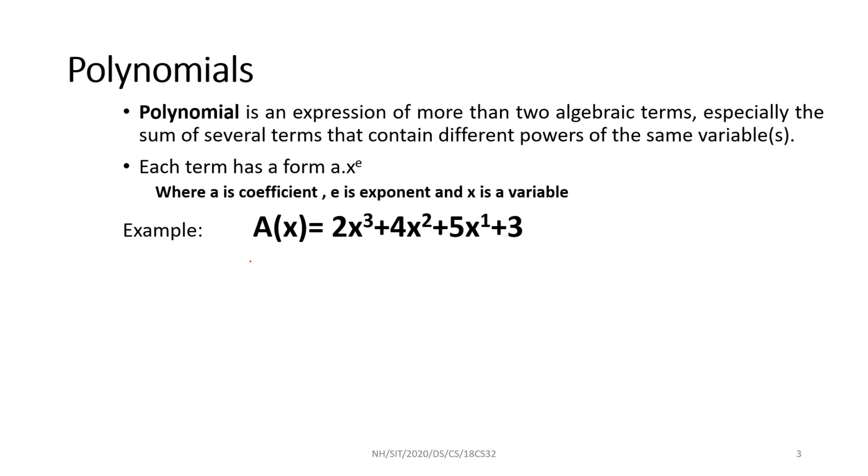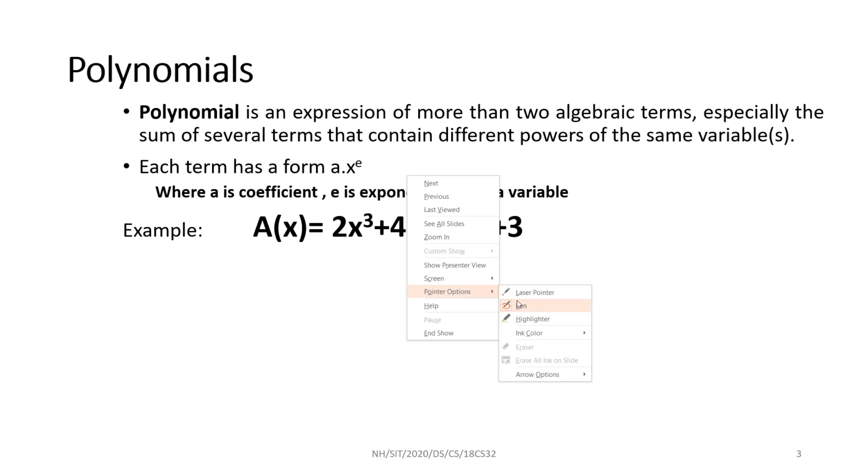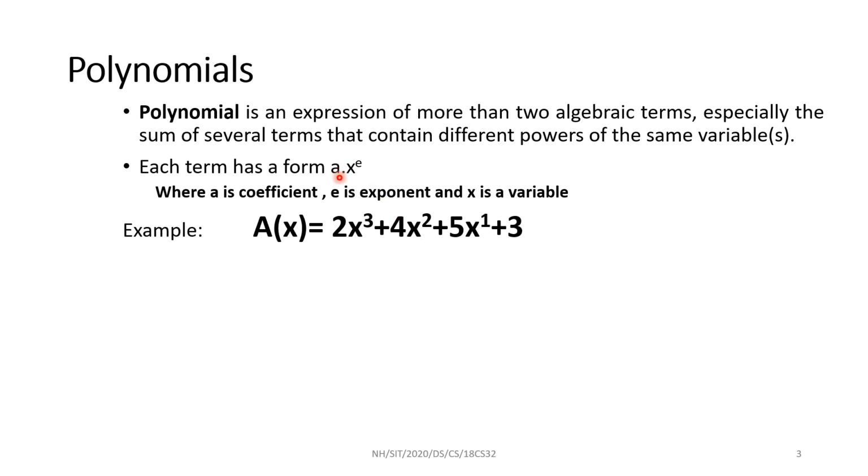Each term is of this format. One is the coefficient, the other one is a variable, and this is the exponent. In this expression, we call this a polynomial having n number of terms, and n is finite. 1, 2, 3, 4. Sum of these terms involving a variable x. Here in this first term, the coefficient is 2, a value is 2, x is a variable, and the exponent is 3, e value is 3.